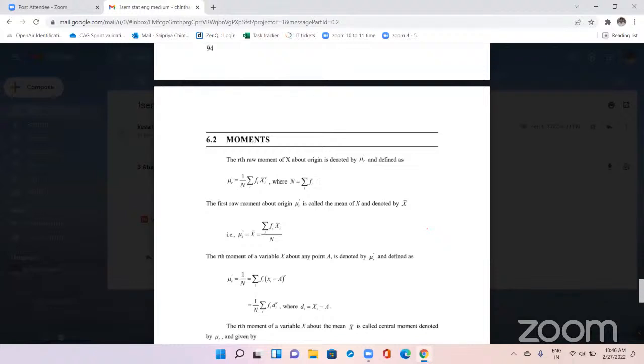One is known as non-central moments and one is known as central moments. Non-central moments, another name is raw moments. Central moments are also called moments about the mean.